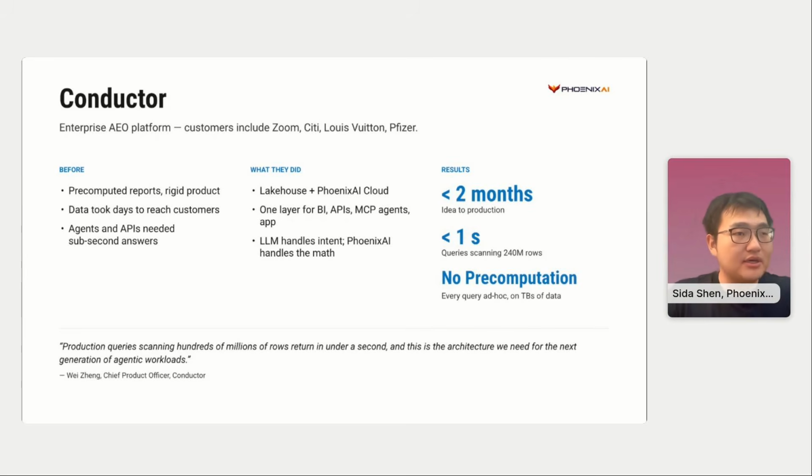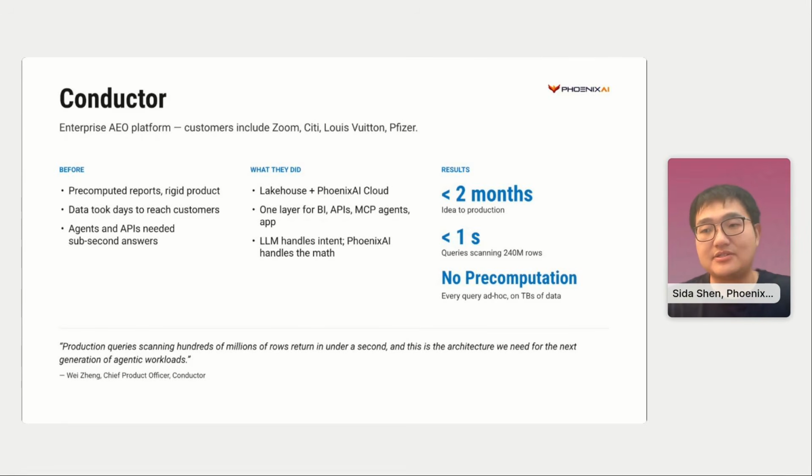And then it's Conductor. Conductor is an enterprise AEO platform. Big customers include Zoom, Citi, and LV, and many others. Before, they were running pre-computed reports, and data would take days to reach the customers. And they were trying to build basically an AI answer agent for their customers.